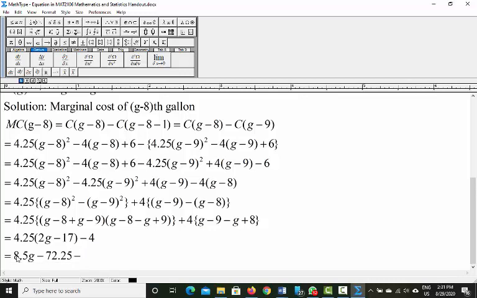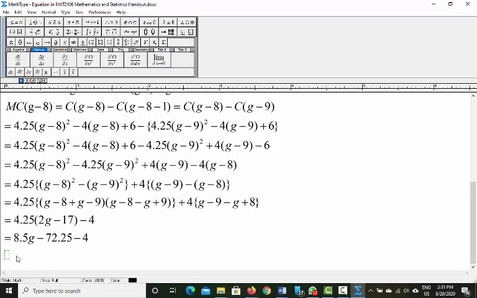Then minus 4, so what we will get is 8.5g minus 76.25, right? So that's the expression for the marginal cost of the g minus 8th gallon.